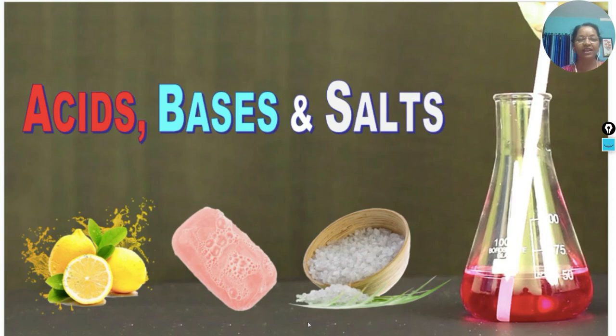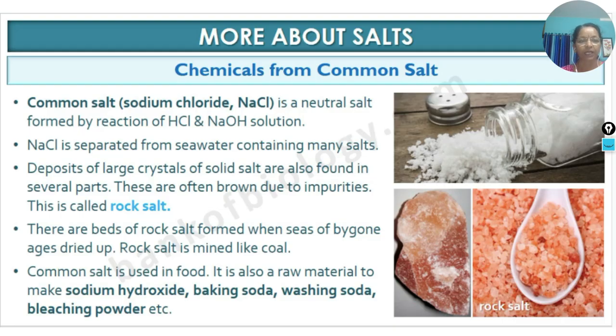Hi students, today we continue with the chapter Acids, Bases and Salts, and today we will be discussing the chemicals we obtain from common salt. We know common salt is a neutral salt formed by the reaction between HCl and NaOH solution, and it can very easily be prepared from seawater by drying it. It is also available in the form of rock salt. Deposits of solid salt crystals are found in many parts of the earth's crust.